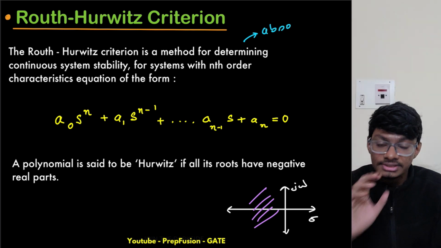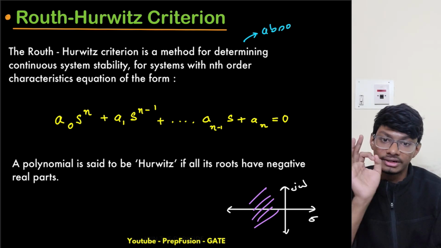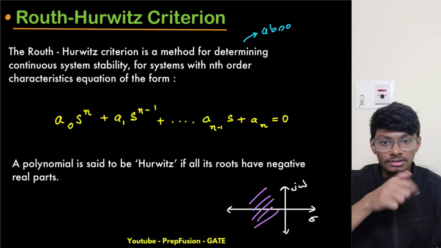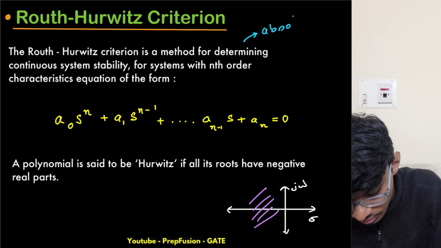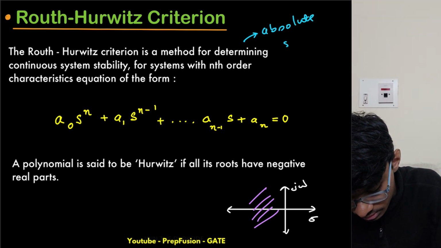Absolute means it will tell us directly a yes or no answer. Is the system stable? Yes. Is the system stable? No. So we will get our answer, yes or no. Absolute stability.